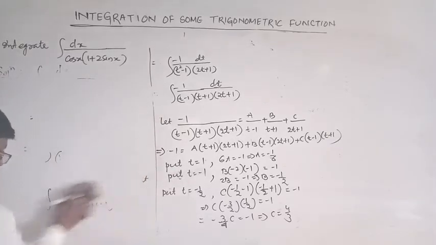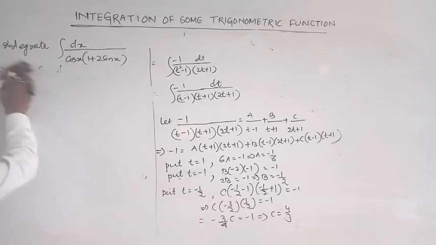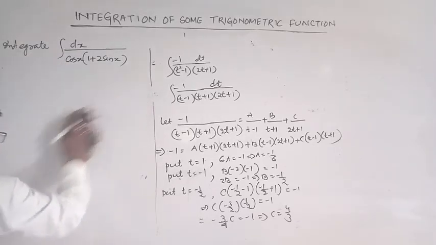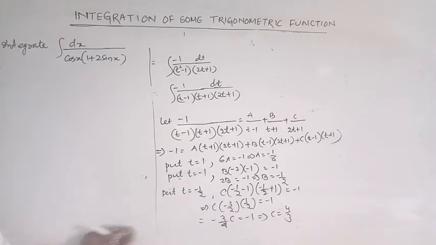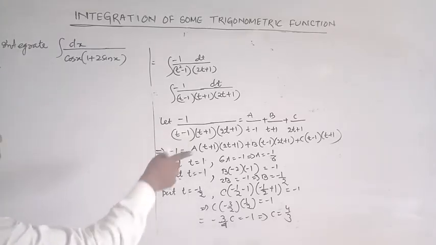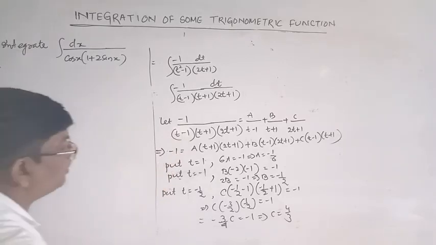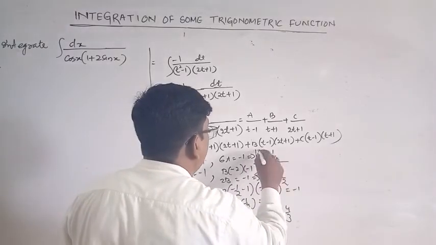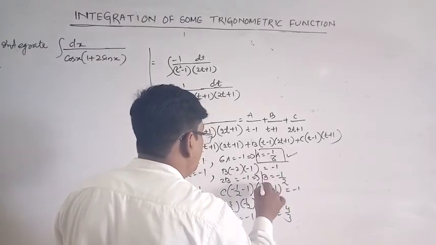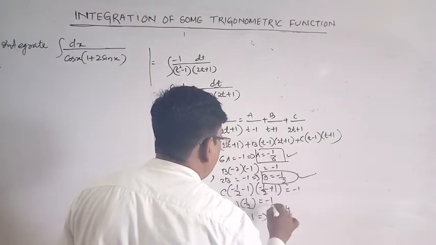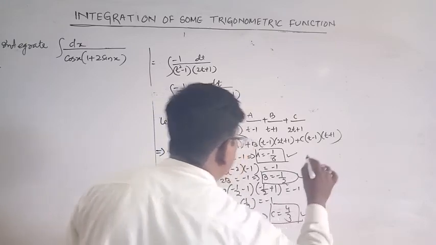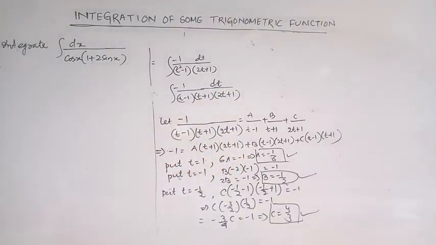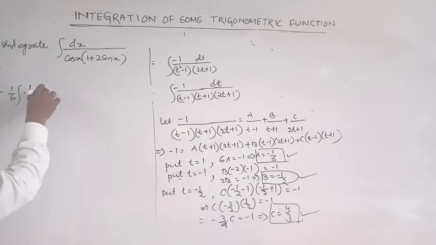The integration will be a by t minus 1. What is the value of a? This is the value of a. What is the value of b? This is the value of b. What is the value of c? This is the value of c. So minus 1 by what? That is equal to minus 1 by 6 into 1 by t minus 1 dt.